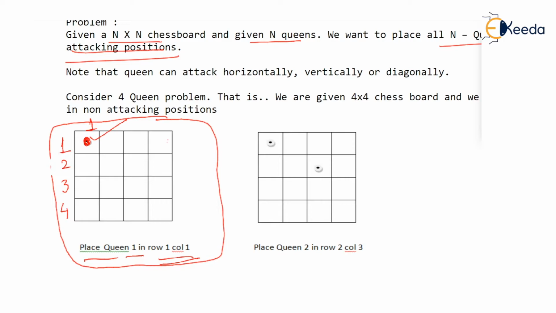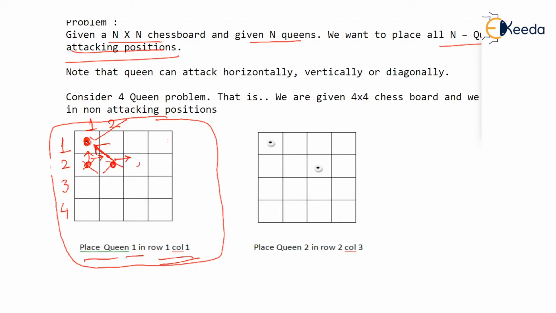Now let's try to place the second queen here. No, no, no, this is not the place. It will attack the previous queen vertically, isn't it? So let's go further and try to place the second queen in the second column of the second row. This is also not possible because it is going to attack the previous queen diagonally. You know the queen can attack diagonally. So even this is not possible.